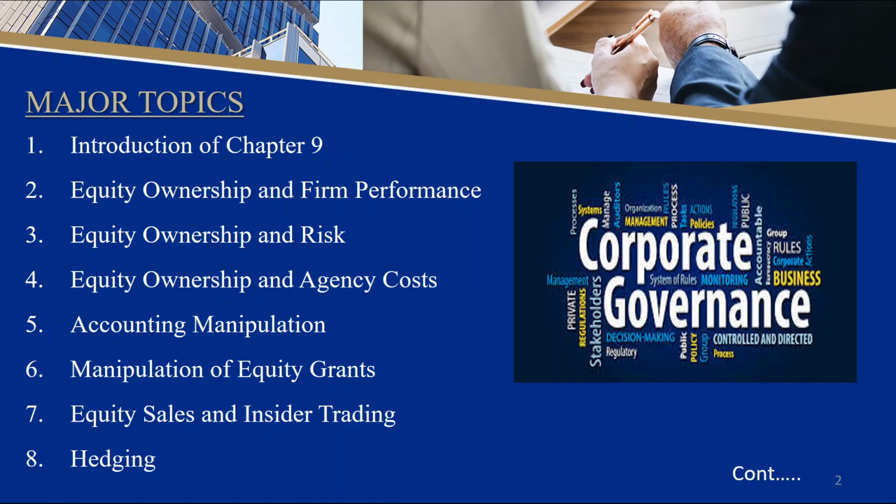In this chapter, the major topics that we will cover start with the introduction of the chapter. Then we will discuss the topic of equity ownership and firm performance. Third topic of this chapter is equity ownership and risk. Fourth one is equity ownership and agency costs. Fifth is accounting manipulation. Sixth is manipulation of equity grants. Seventh topic is equity sales and insider trading. Eighth is hedging.